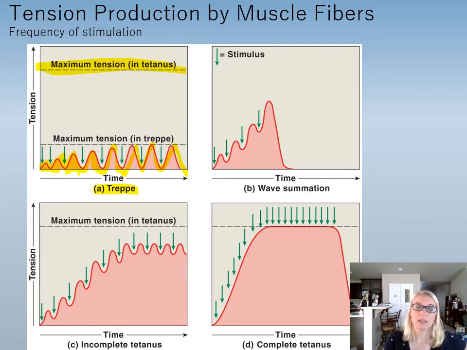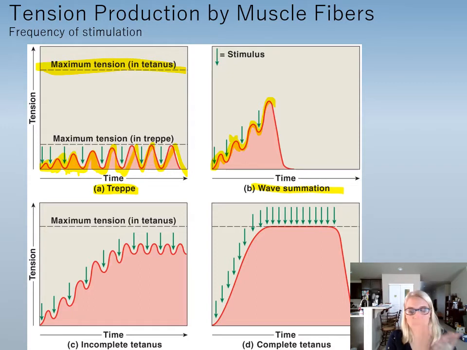Now the next one is, what if we're starting our relaxation phase, and another stimulus shows up before we have a chance to completely relax? So here we're going to start another contraction cycle, and then we start to relax, but then another stimulus shows up before we can relax. This is a pattern we get, which is called wave summation. And you can see we can produce quite a bit more tension in wave summation than we could in treppe, because we're triggering the muscle to contract before it has a chance to completely relax.